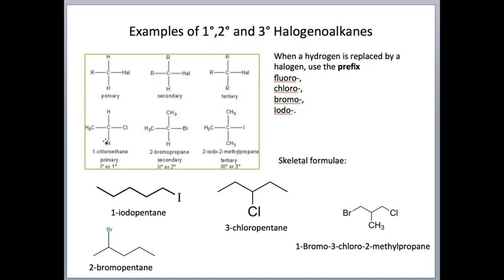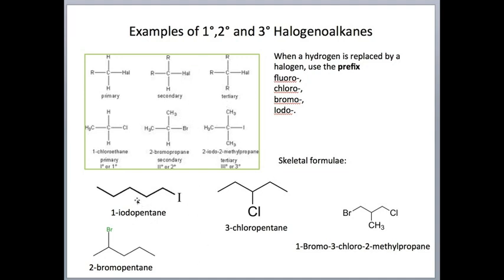So an example of a primary halogenoalkane would be 1-chloroethane, because the chlorine is attached to a carbon which only has one methyl group, therefore it's primary. A secondary example would be 2-bromopropane, where the bromine is attached to a carbon which is attached to two methyl groups. And a tertiary is when the iodine in this example is attached to a carbon which has three methyl groups, so it's a tertiary.